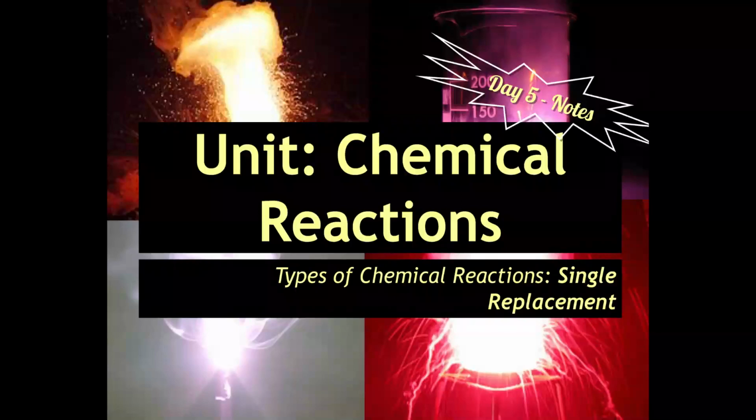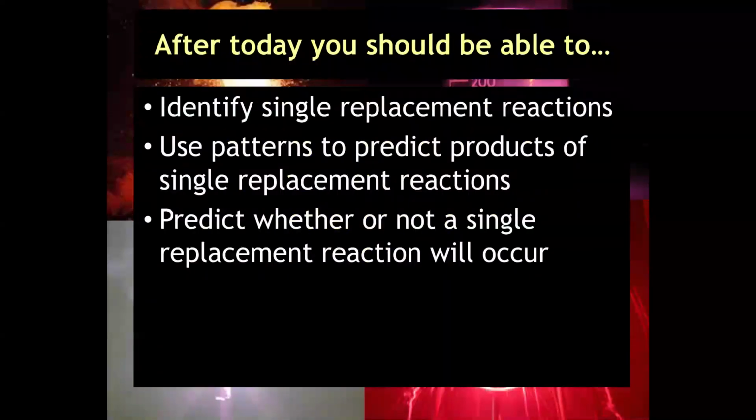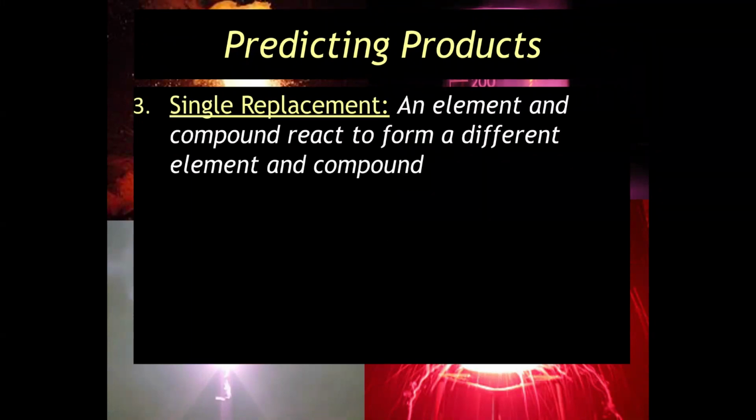Today we're going to continue talking about chemical reactions, and in this video we're going to talk specifically about single replacement reactions. By the end of the video, you should be able to identify a single replacement reaction and use patterns to predict products of single replacement reactions and predict whether or not a single replacement reaction will occur. So let's talk about predicting products.